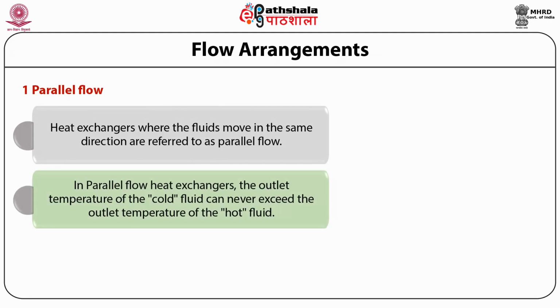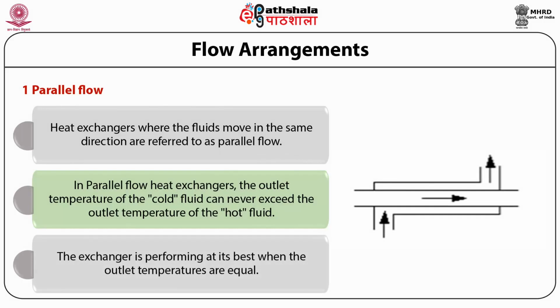In a parallel flow heat exchanger, the outlet temperature of the cold fluid can never exceed the outlet temperature of the hot fluid. If we compare the outlet temperatures of both the cold fluid and the hot fluid, we will find that the outlet temperature of the cold fluid is always lower than that of the hot fluid. A parallel flow heat exchanger is performing at its best when the outlet temperatures are equal.